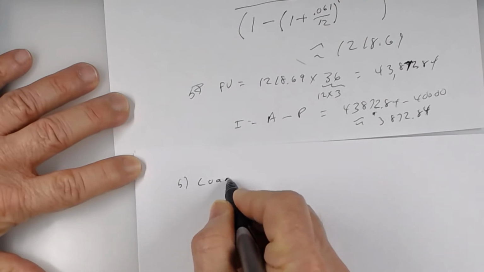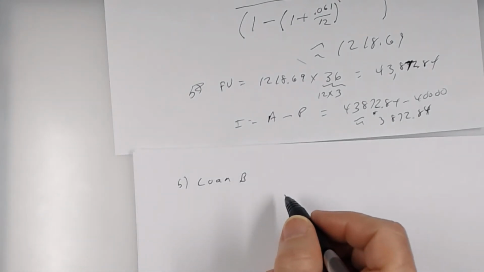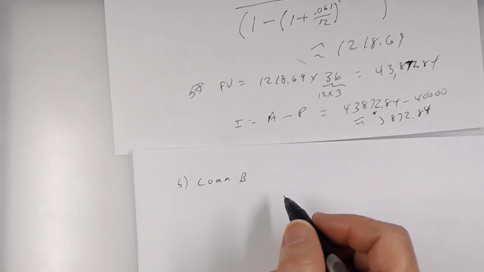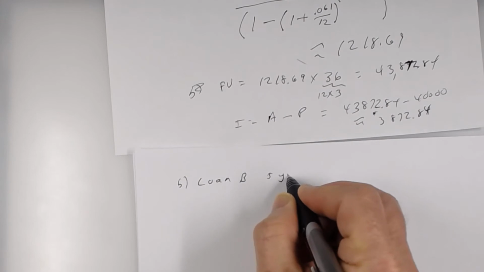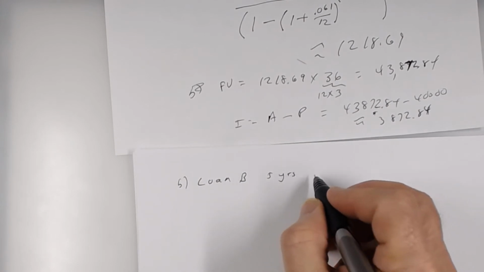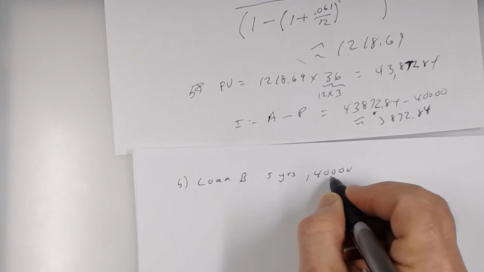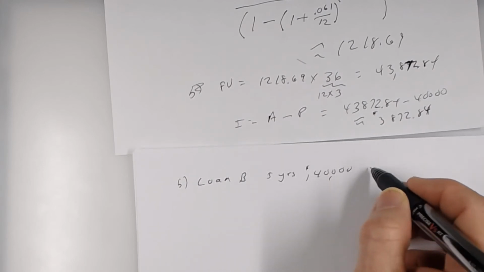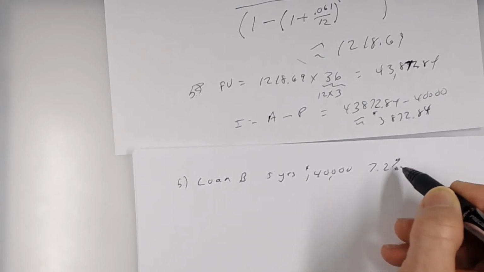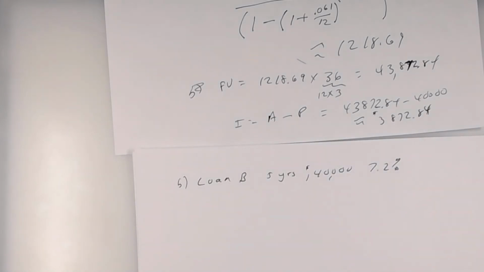All right, let's find the information for loan B. So loan B, you're told this time that it was for 5 years, and again, $40,000. And the interest rate was 7.2%. Now notice this is a longer period of time, so if you have the money and you can pay it off sooner, then you do the shorter time period. But for the average person, it's probably going to be for 5 to 6 years.